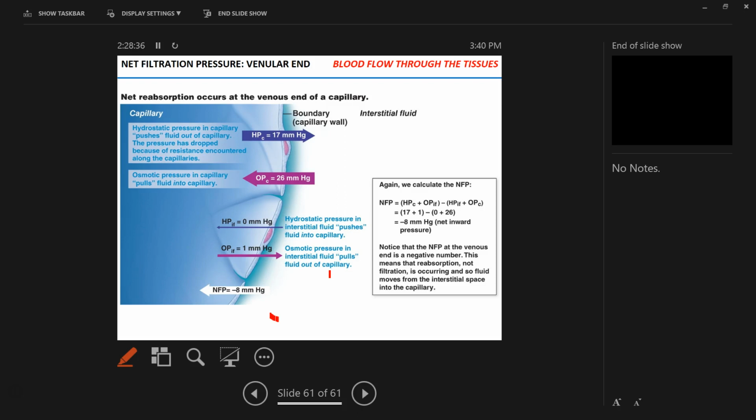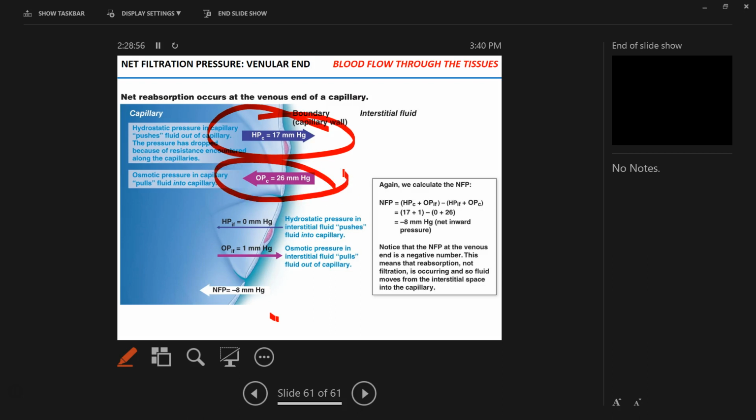We good? Everything else is going to be the same. Protein concentrations are the same. There's no hydrostatic pressure in the tissues. So let's take a look here. Hydrostatic capillary pressure, 17, right? Osmotic capillary pressure is still 26.